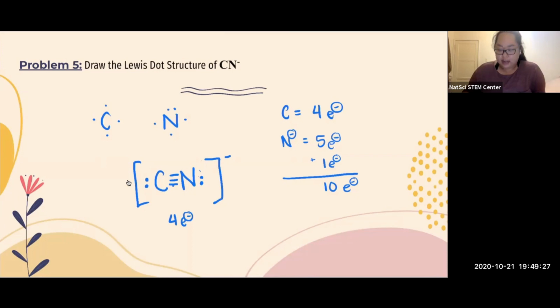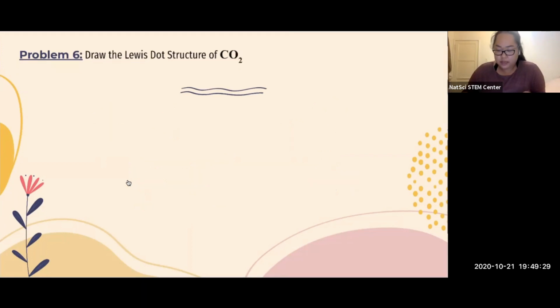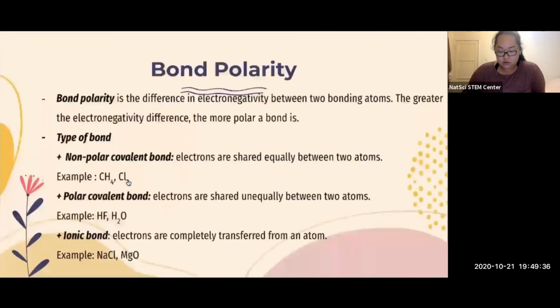We're going to skip 6 and 7. I'll just add them to your challenge questions because I want to go over bond polarity. So bond polarity is when we're going over the electronegativity between two bonding atoms. You have 3 types of bonds. You have your non-polar covalent bond, when your electrons are equally shared. Typically you'll see them with diatomics like CO2, as well as hydrocarbons, CH4.